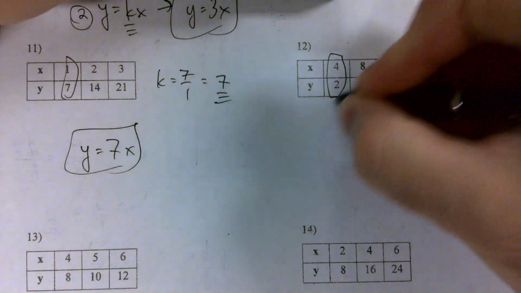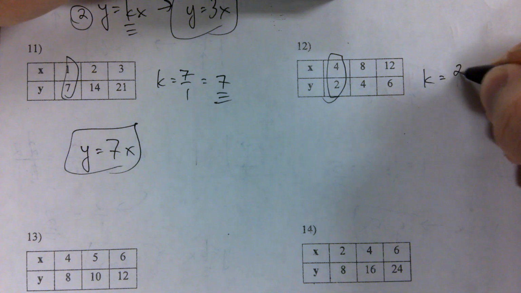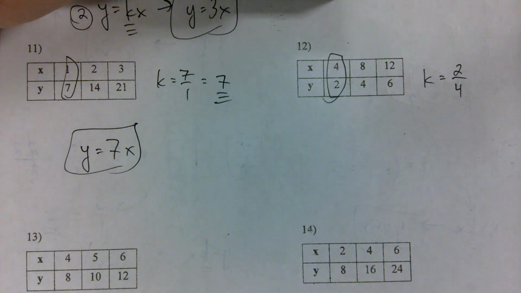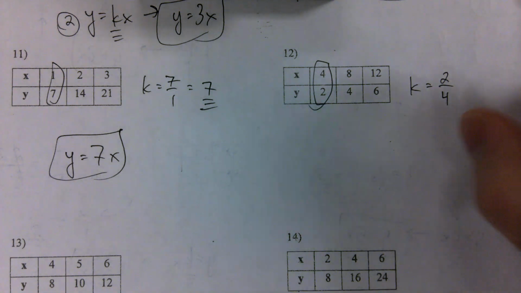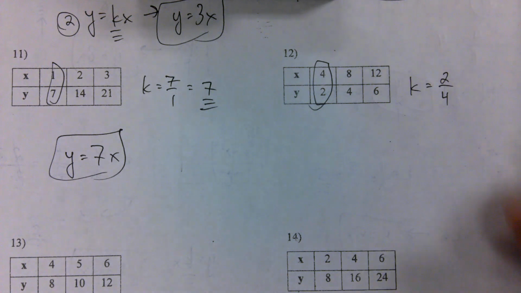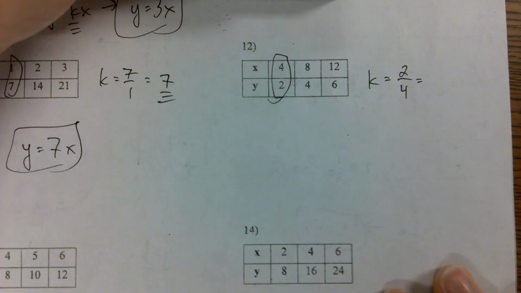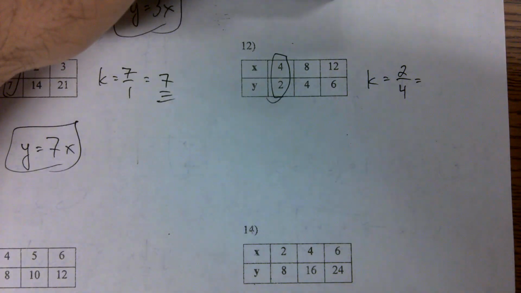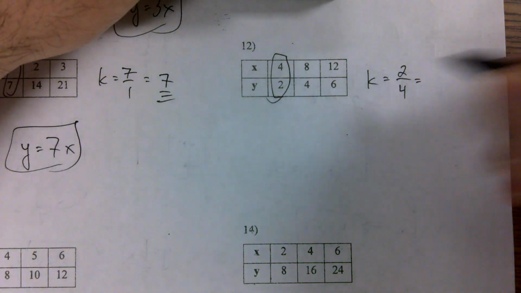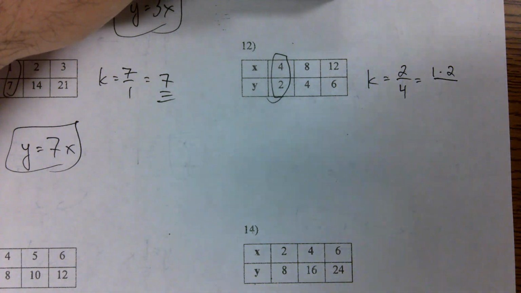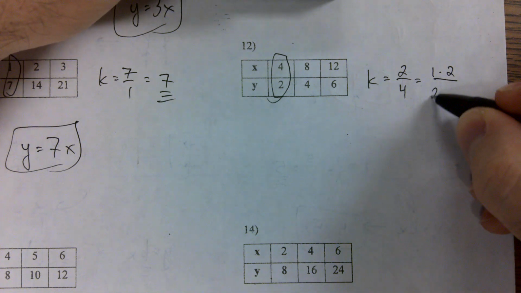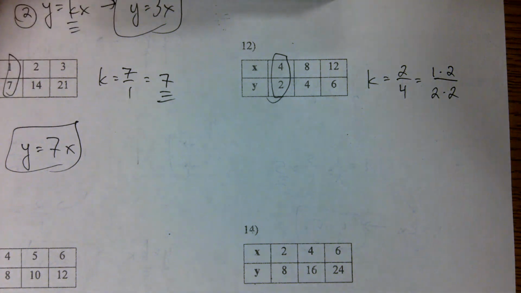Number 12, interesting problem here. K is equal to y over x. That gives me 2 over 4. And I see right away the smaller number is on top. As soon as you see that smaller number on top, that should set an alarm off in your brain that we're going to have a fraction answer. I'm going to split this up as much as I can by asking myself what 2 numbers multiply to give me 2. Well, that would be 1 times 2. And what 2 numbers multiply to give me 4? That would be 2 times 2.